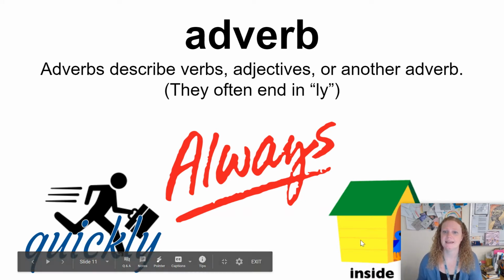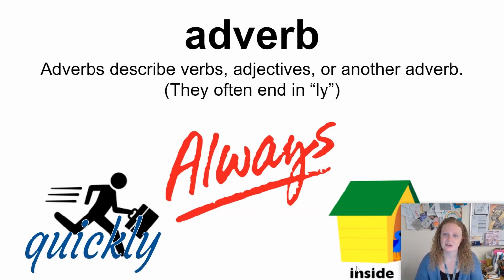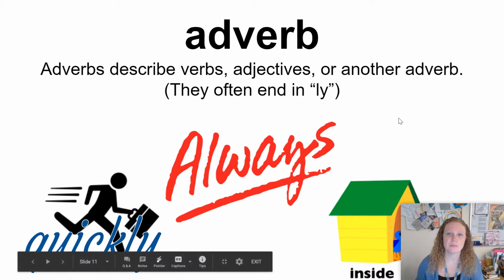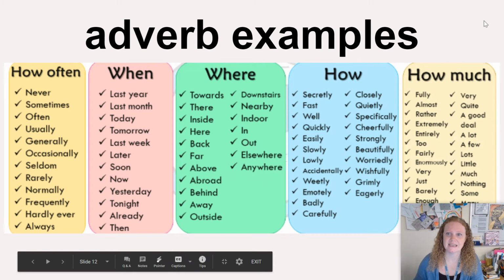It describes a verb. Inside, that's about location of a person or a place or a thing. It's inside. And so it's describing the where they are, the to be verb. And so it's an adverb. Here's a bunch of examples of different adverbs.